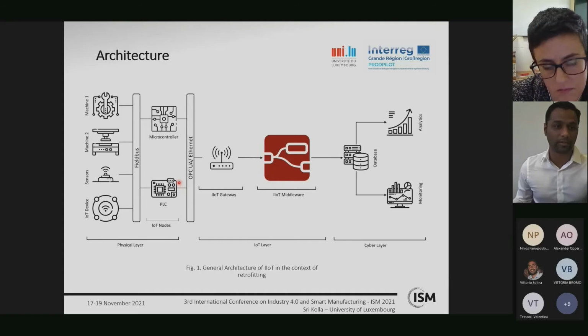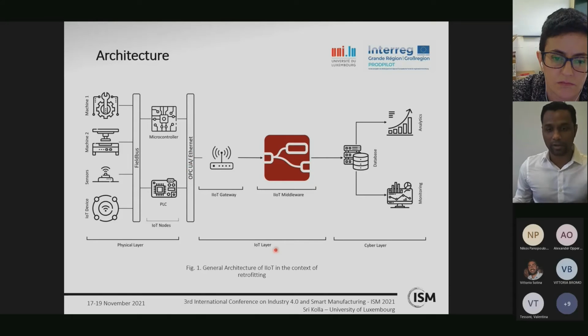These are the critical points in the architecture because the IoT nodes are where the data gathering happens. And from those IoT nodes, we can have PLCs, microcontrollers, edge devices, or a normal computer for the IoT nodes. And from there, we connect it to a communication protocol. The communication protocol could be OPC UA, which is widely accepted, or simple Ethernet connectivity. So from there, we jump to the IoT layer.